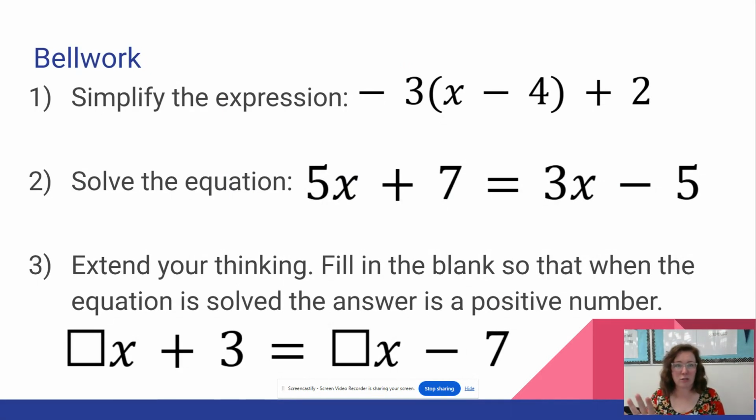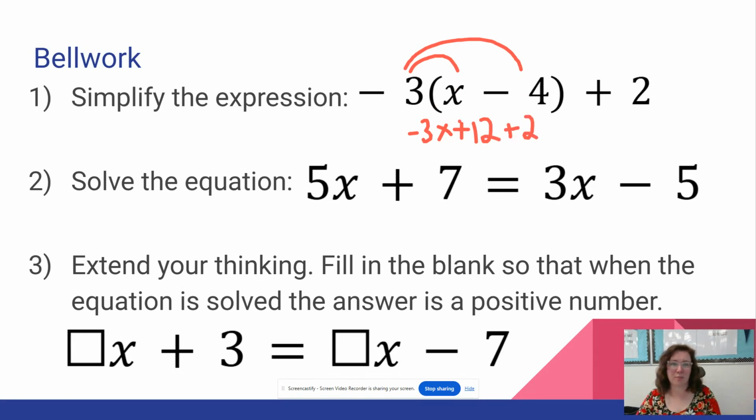Not solve the equation. We're not going to get x equals any number. There's no equal sign. Just negative 3 times x is negative 3x. Negative 3 times minus 4, that's the same as a negative times a negative, which is a positive. 3 times 4 is 12. Plus 2. And then we can simplify this. These are like terms. A positive 12 plus 2, that's positive 14.